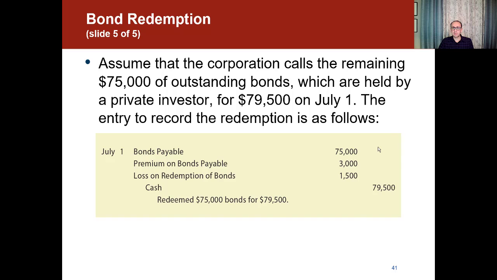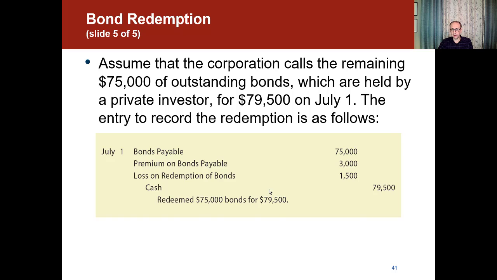Now assume that the corporation calls the remaining $75,000 of outstanding bonds, which are held by a private investor, for $79,500 on July 1st. So we have something that has a face value of $75,000, and remember it has a related premium of $3,000, so the carrying amount would be $78,000, but we paid $79,500. In this case, there is a loss because we paid more than its book value.